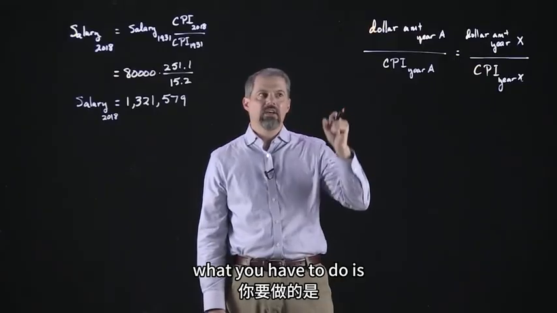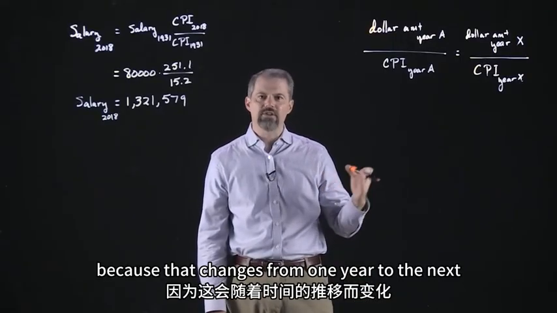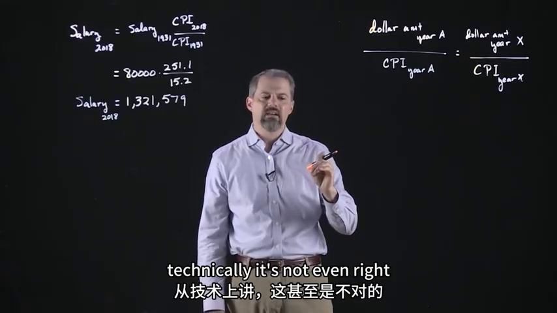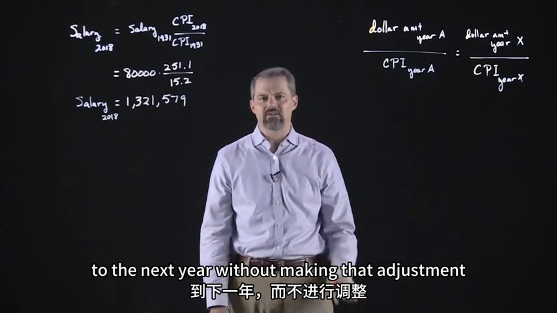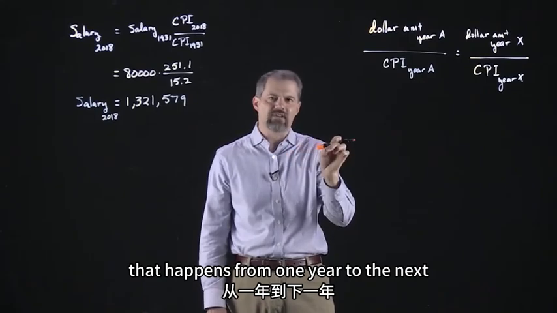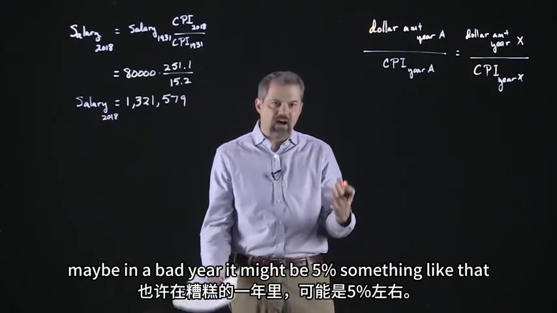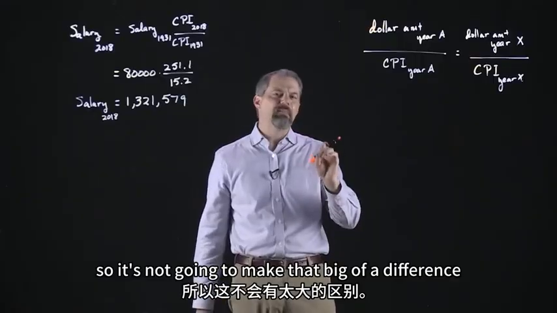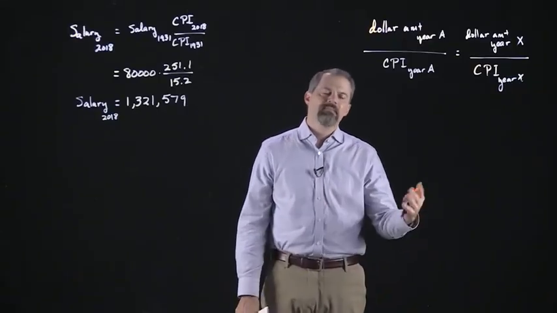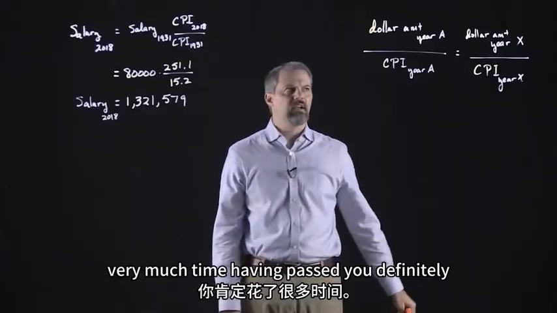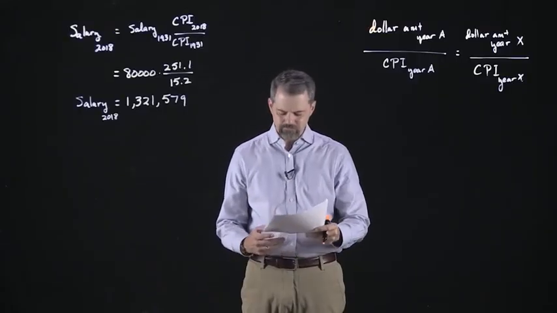What you have to do is adjust that for changes in the cost of living, because that changes from one year to the next. Technically, it's not even right to look at dollar amounts from one year to the next without making that adjustment. Now, the amount of inflation from one year to the next typically is just going to be a couple percent. Maybe in a bad year, it might be 5%. So it's not going to make that big of a difference if you're just going from 2018 to 2019. But if you're talking about very much time having passed, you definitely need to make this adjustment.